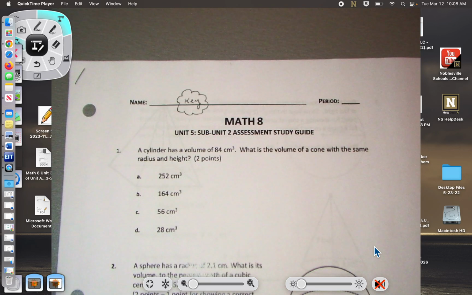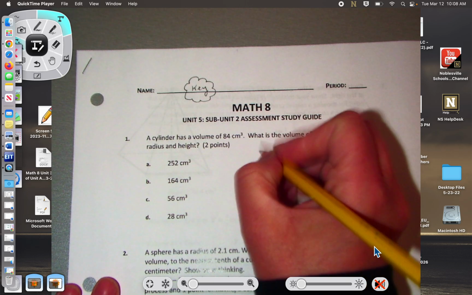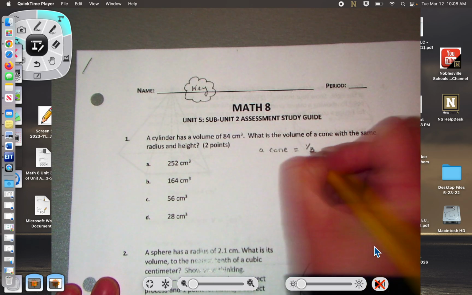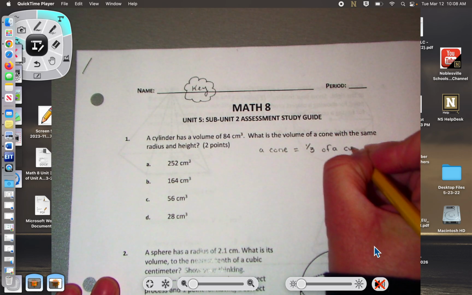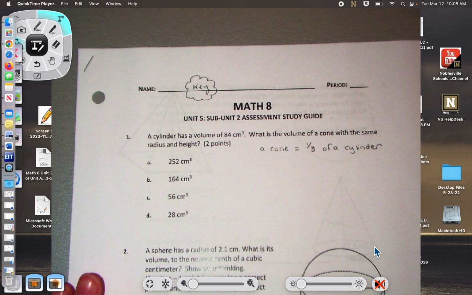The first question says a cylinder has a volume of 84 centimeters cubed. What is the volume of a cone with the same radius and height? So what we know about a cone is that a cone equals 1/3 of a cylinder. Right? We've practiced that. We've talked about that. We watched cool videos about that.